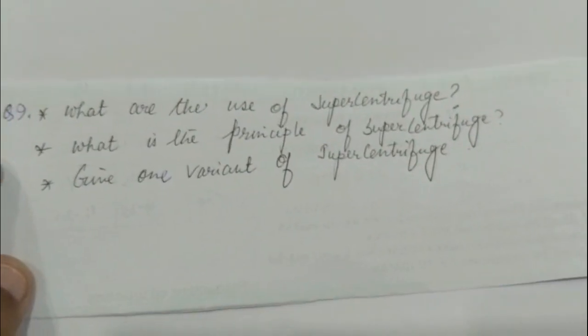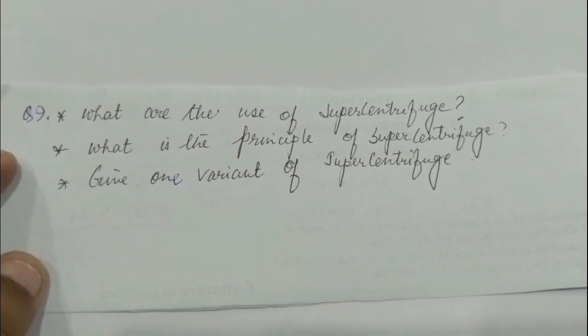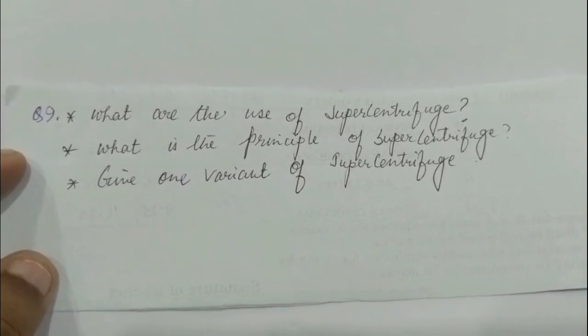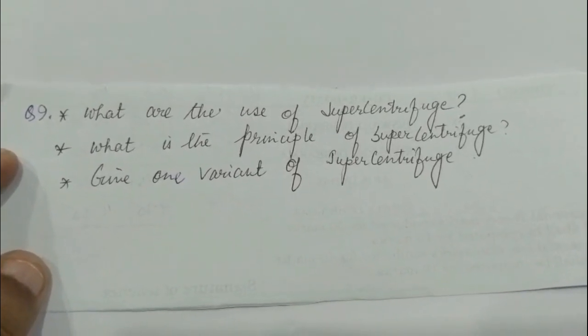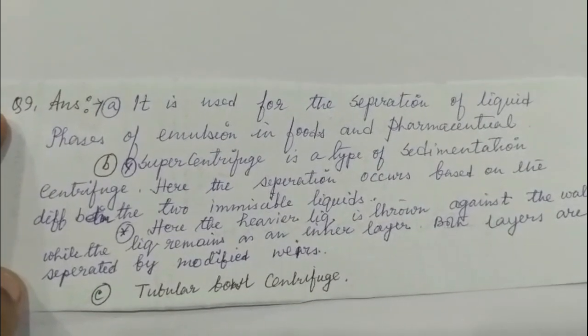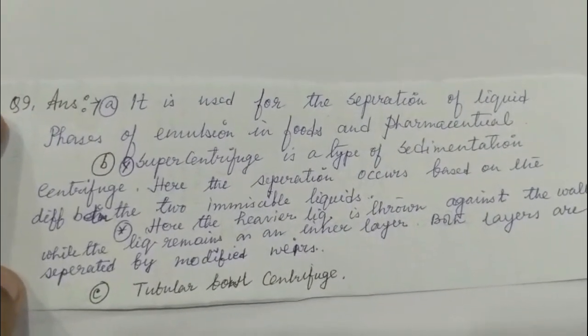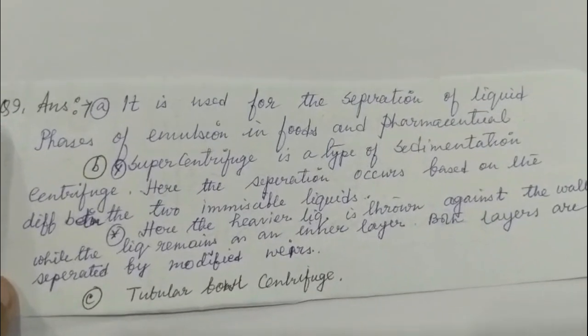The question number 9. What are the uses of super centrifuge? What is the principle of super centrifuge? And give one variant of super centrifuge. In the answer, we will see what the use of the centrifuge is. It is used for the separation of liquid phases of emulsions in foods and pharmaceuticals.